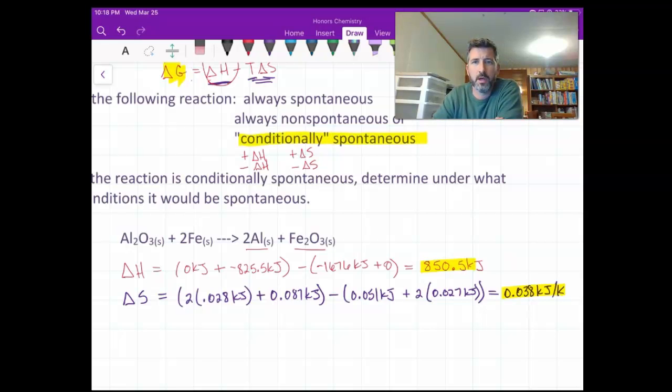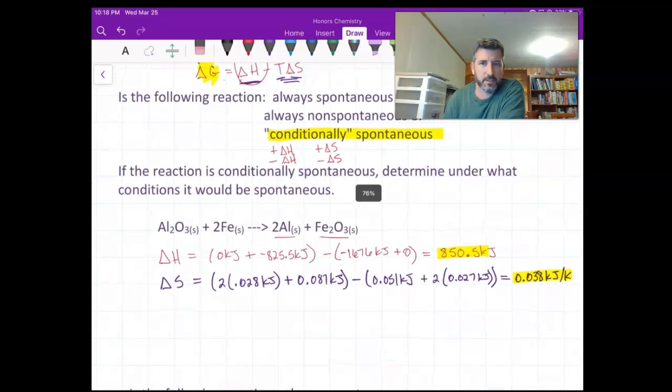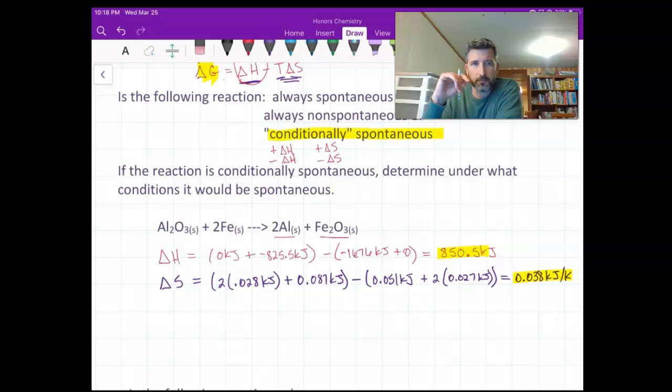Okay, so the last question we have to answer says, if the reaction is conditionally spontaneous, determine under what conditions it would be spontaneous. So all that means is at what temperature or temperature threshold would it go from being spontaneous to non-spontaneous, or vice versa. Okay, and here's how we figure that out.